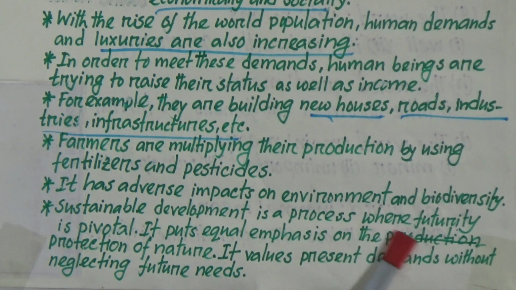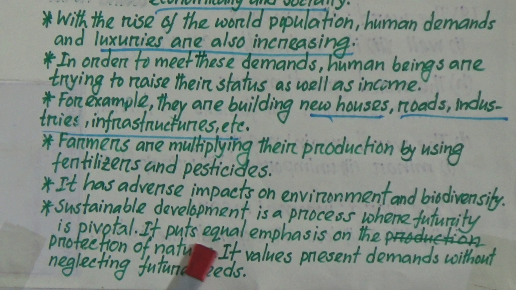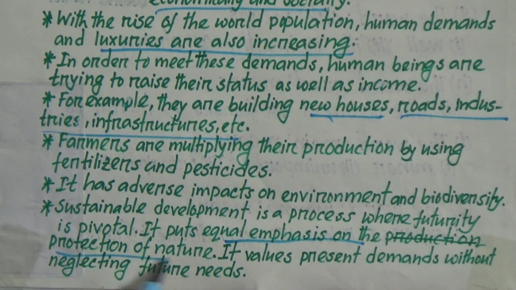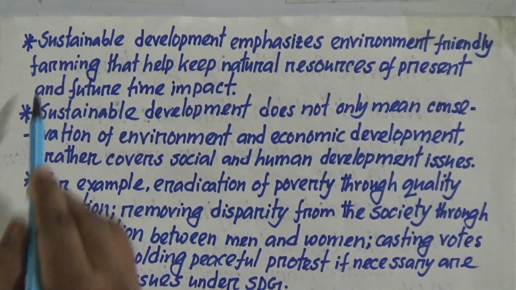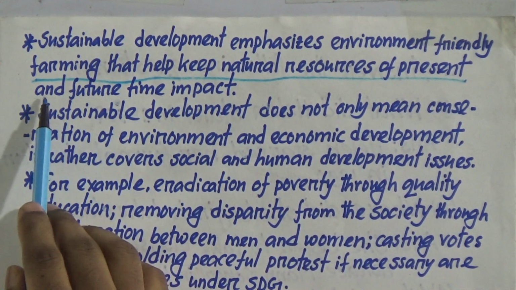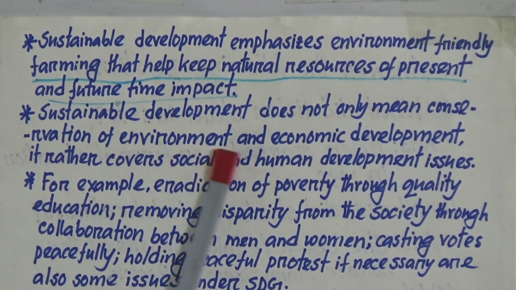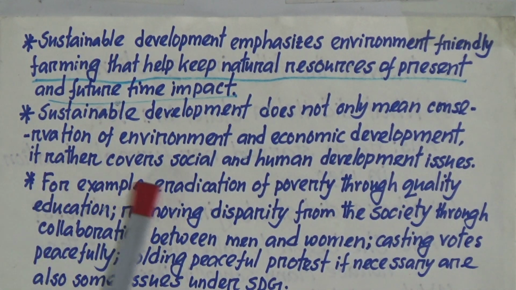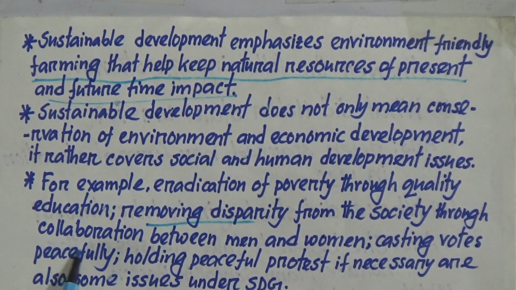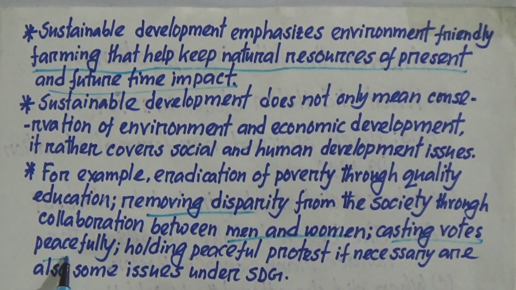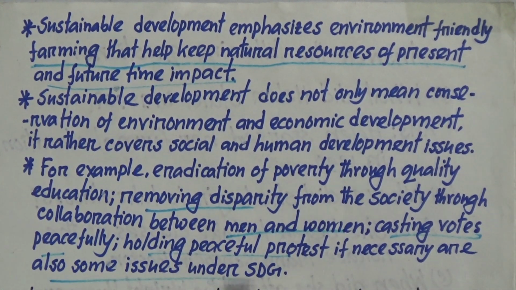Sustainable development is a process where futurity is pivotal. It puts equal emphasis on the protection of nature. It values present demands without neglecting future needs. We'll move to next page. Sustainable development emphasizes environment-friendly farming that helps keep natural resources of present and future time. Sustainable development does not only mean conservation of environment and economic development. It rather covers social and human development issues. For example, eradication of poverty through quality education, removing disparity from the society through collaborations between men and women, casting votes peacefully, holding peaceful protest if necessary are also some issues under SDG.